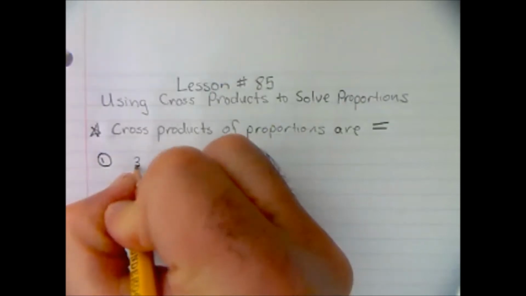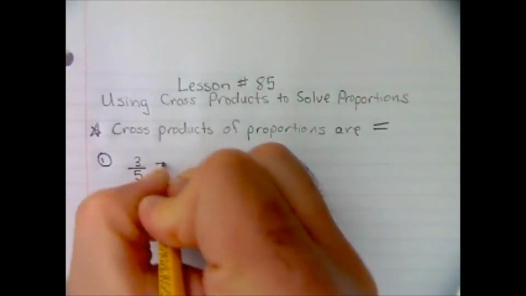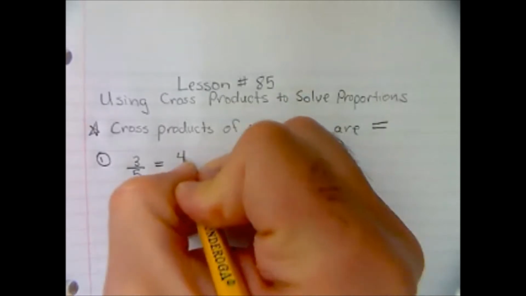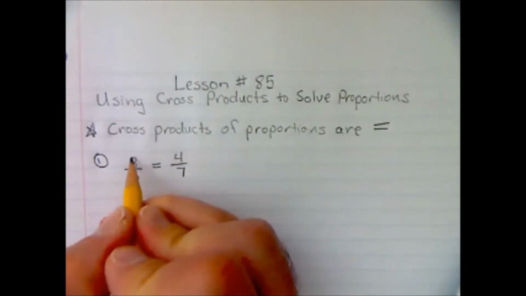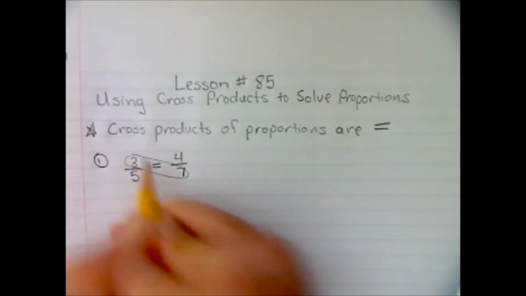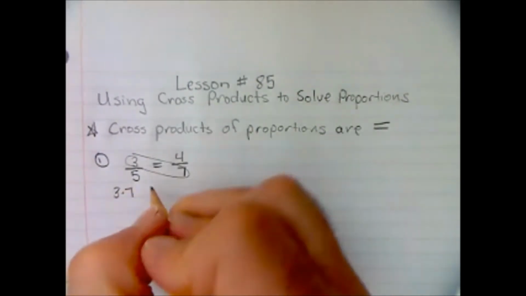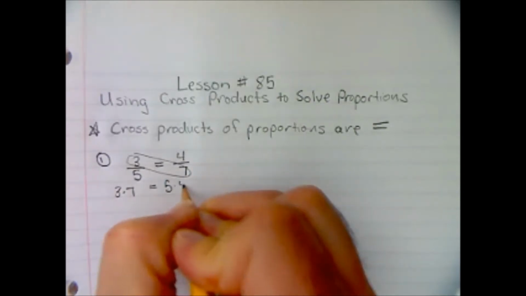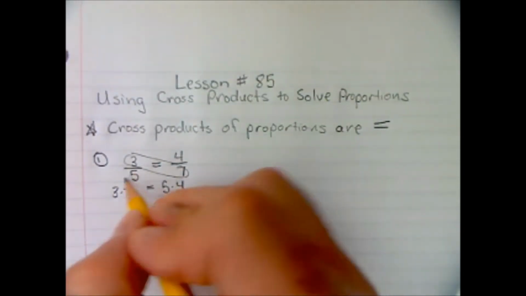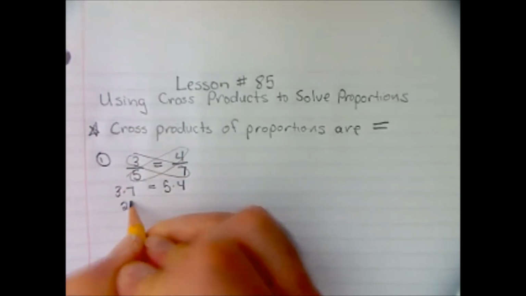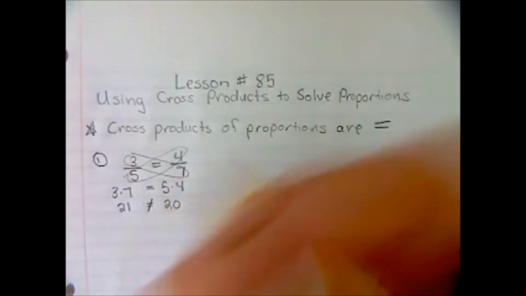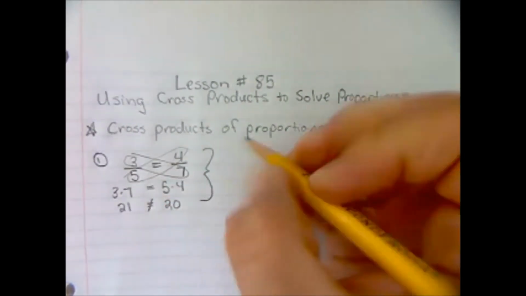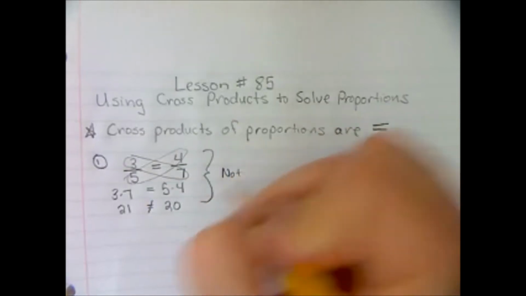So if you have 3/5 and that is proportional to, let's say, 4/7, let's see if it is proportional, then the cross products should be equal. So take 3 times 7, and that should equal 5 times 4 if that's a proportion. 3 times 7 is 21, 5 times 4 is 20, and as you can see, those two are not equal, so this right here is not proportional.